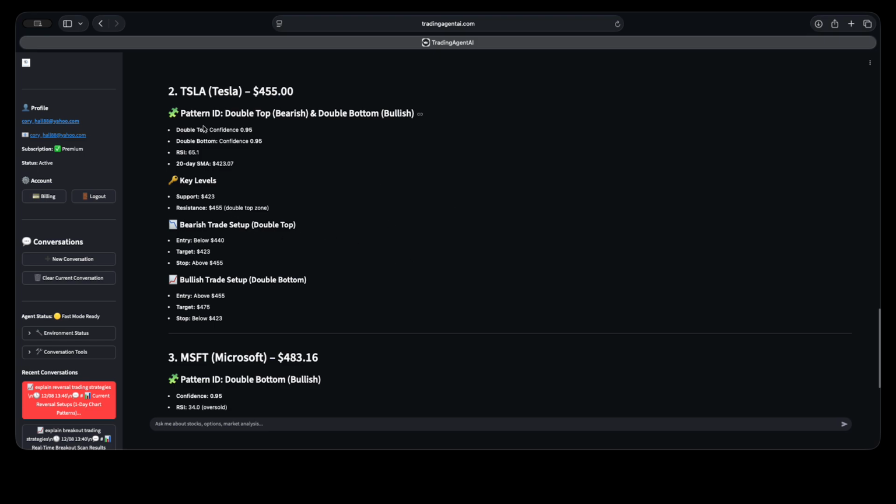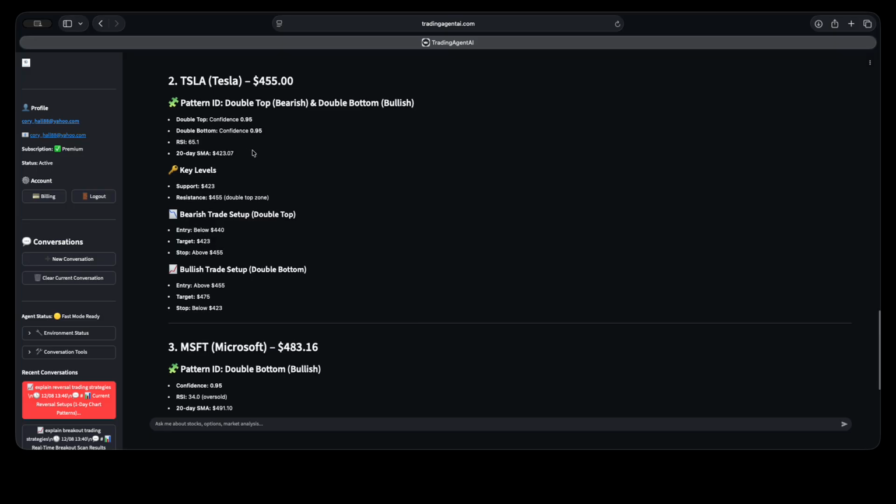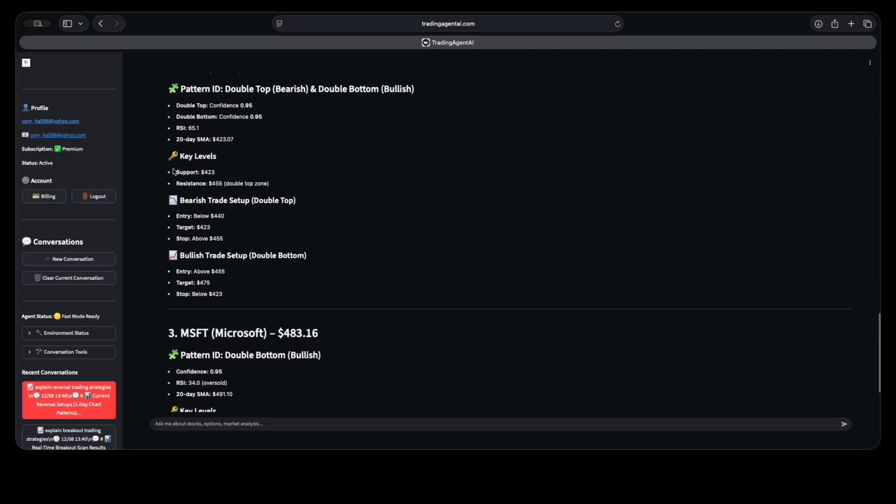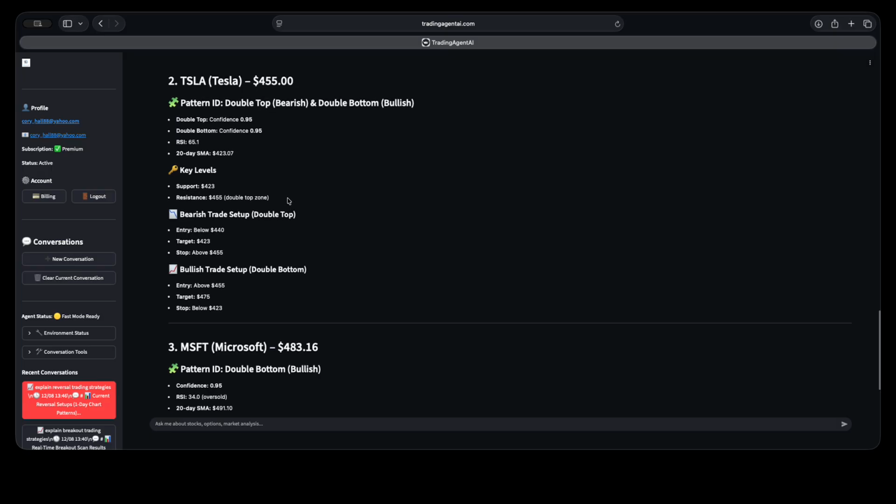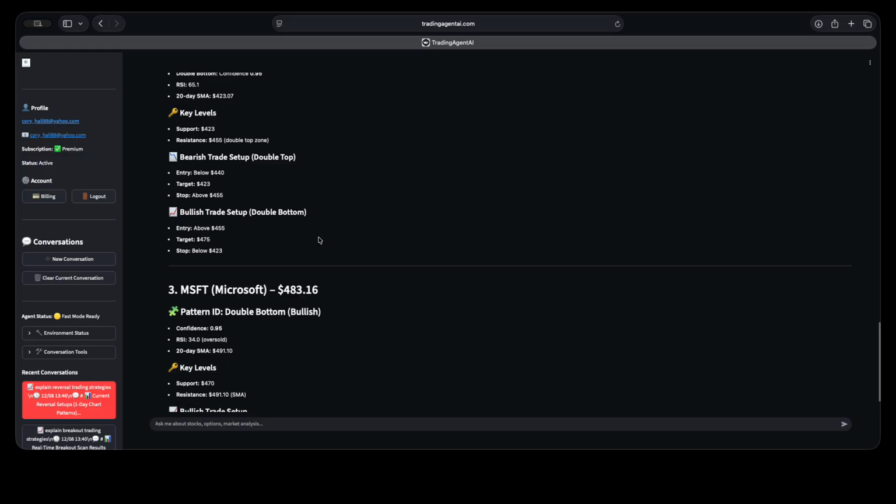And so the confidence is the same on both. The RSI is 65 and the 20-day SMA is 423.07. And so the support level here is 423. We're well above support. We're at resistance right now at 455.